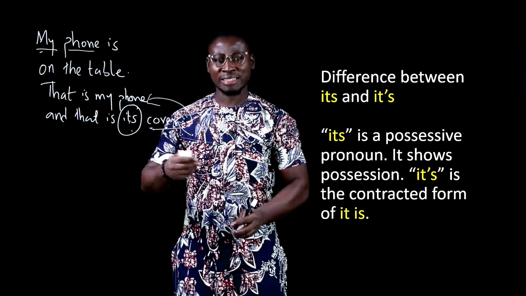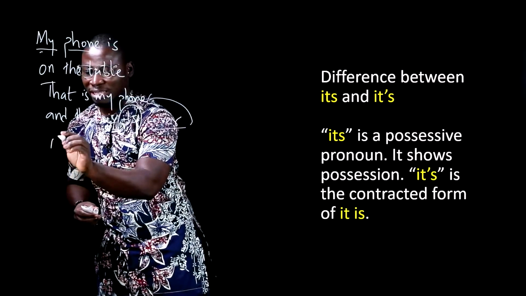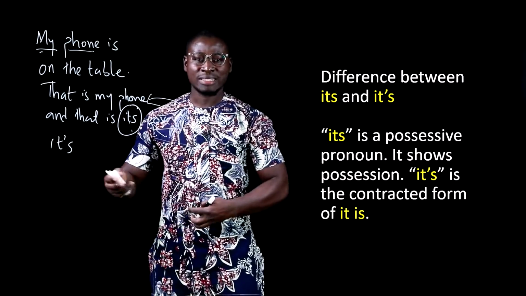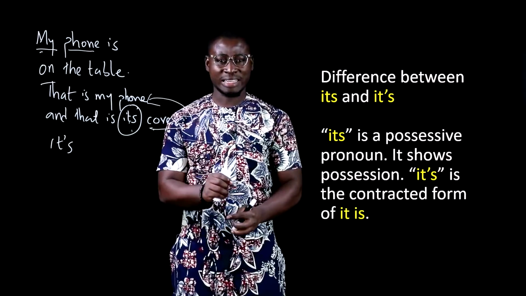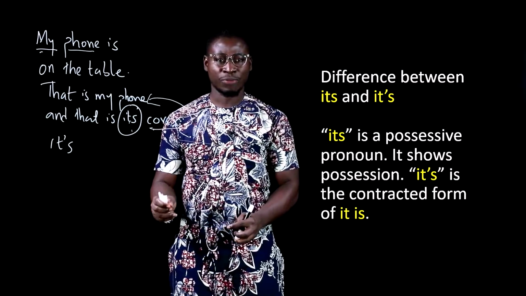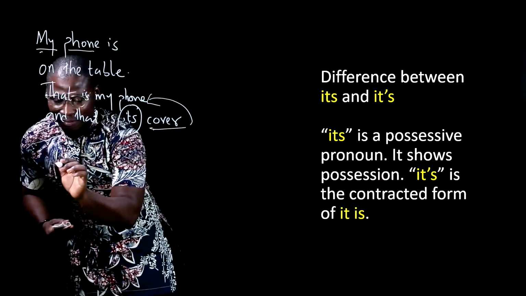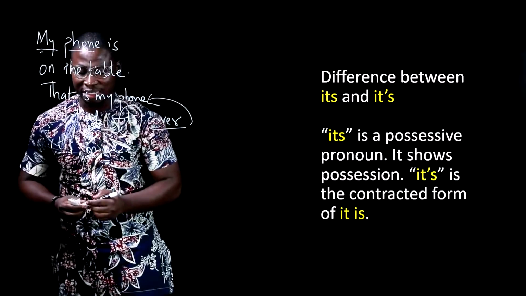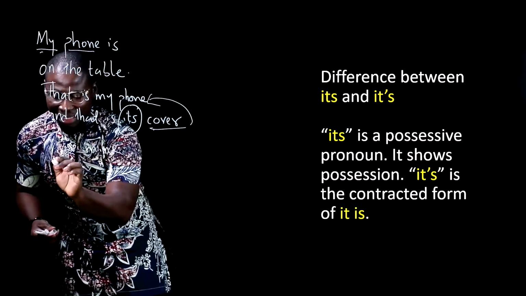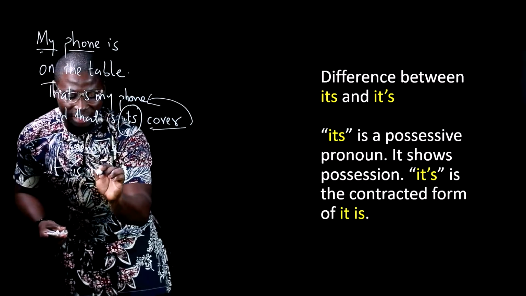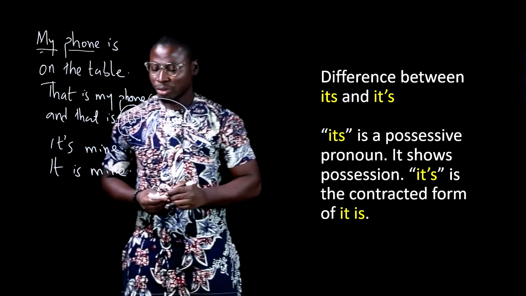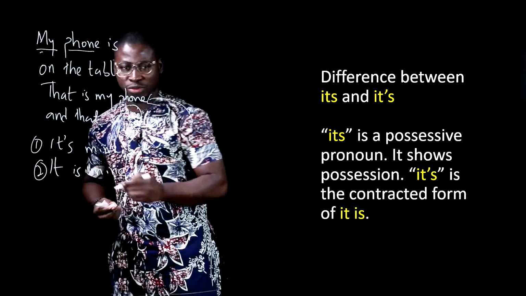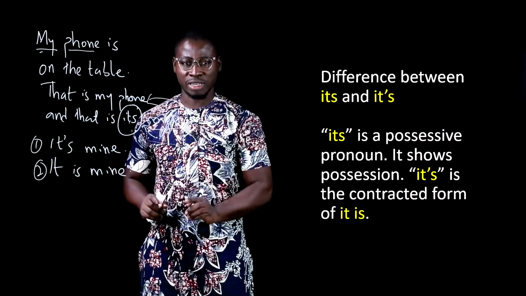Now let's look at that as against it's. Now we say that this is the contracted form of it is. The contracted form of it is. So if you have this sentence, the meaning is that it is mine. So basically, sentence 1 is a contracted form of sentence 2. Make sure you don't confuse the two.